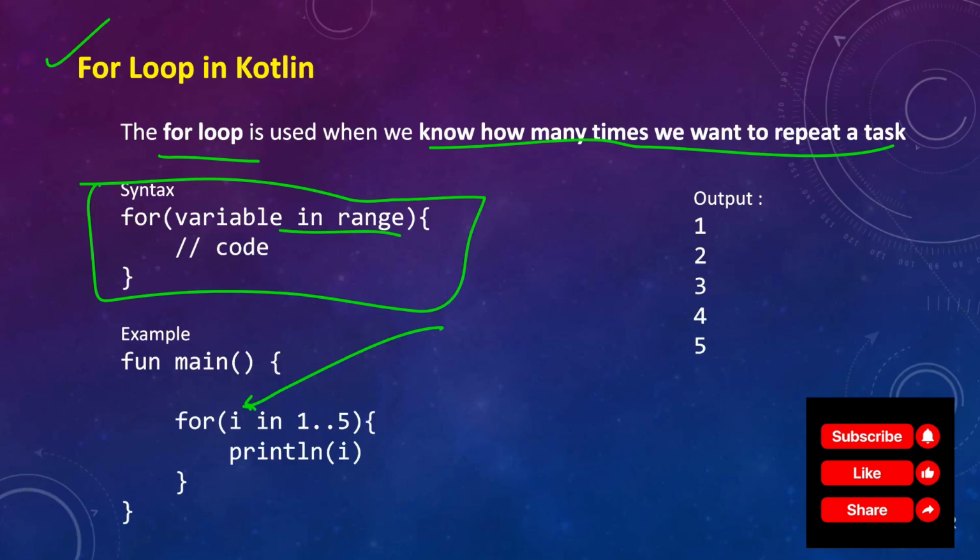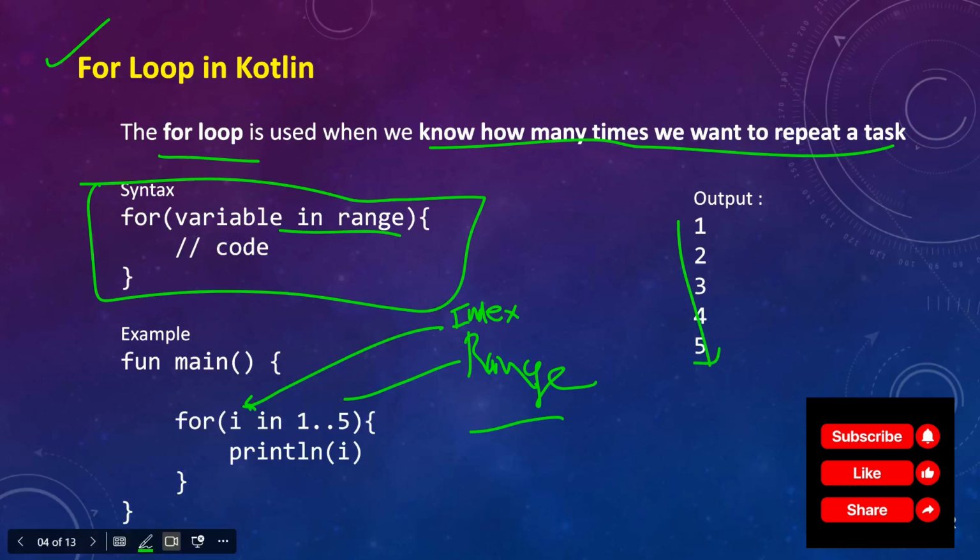So 1..5 is the range. We can use the range so that the i value starts from 1 and ends with 5. Here i is the loop variable, and the loop runs 5 times, printing numbers from 1 to 5.